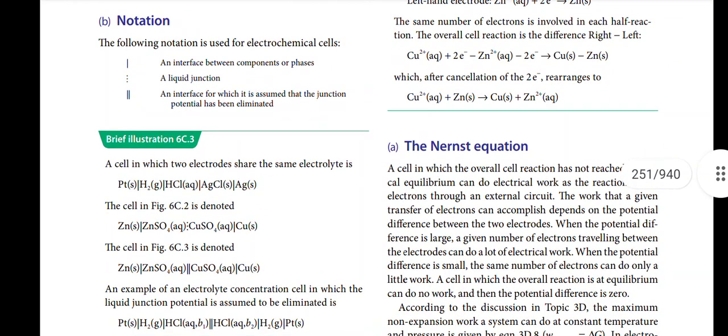B. Notation. The following notation is used for electrochemical cells. Single line: an interface between two components or phases. Dotted line: a liquid junction. Two parallel lines: an interface for which it is assumed that the junction potential has been eliminated.